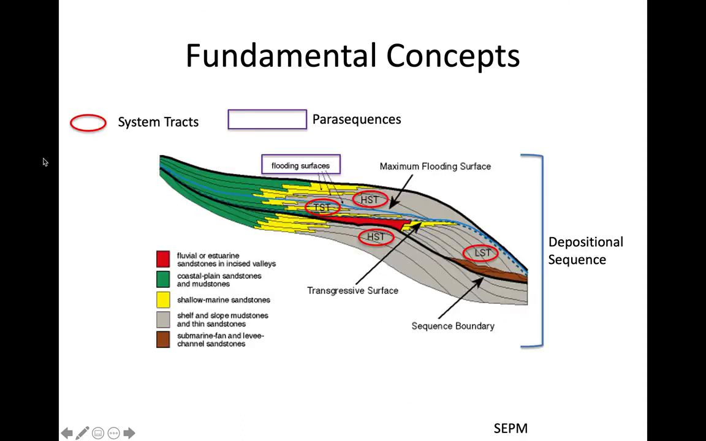So here's this again. We have our systems tracts highlighted with a circle: the TST, the transgressive, the HST, the highstand, the LST, the lowstand. We're missing the falling stage systems tract right here. We have our parasequences highlighted right here. It's just the flooding surface in this particular area.